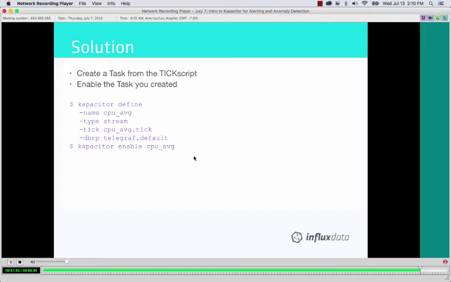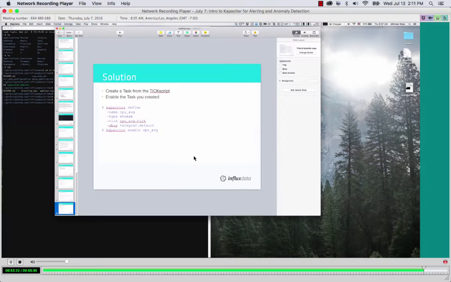Now that I've created the TICKscript and started up Kapacitor again, I can enable the task that I created. To do that, I say kapacitor define -name cpu_average -type stream -tick cpu_avg.tick -dbrp telegraf.default, and then I enable the task by saying kapacitor enable cpu_average. And that brings me to the end of things.